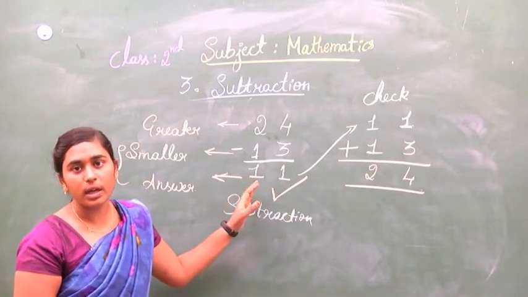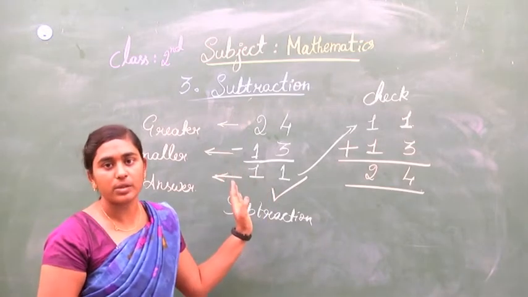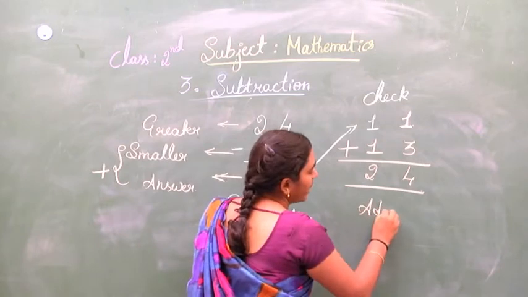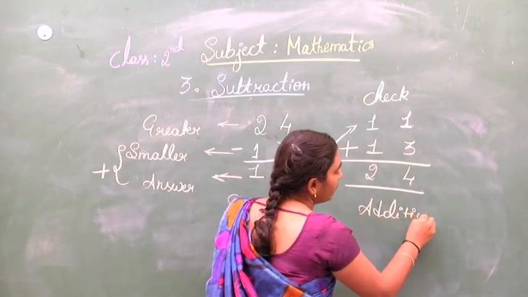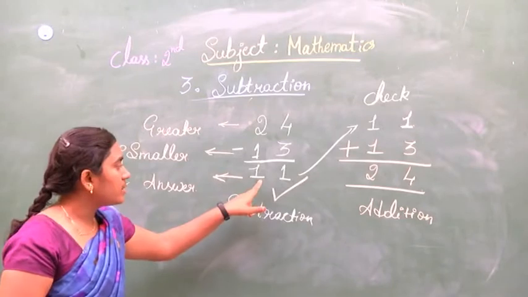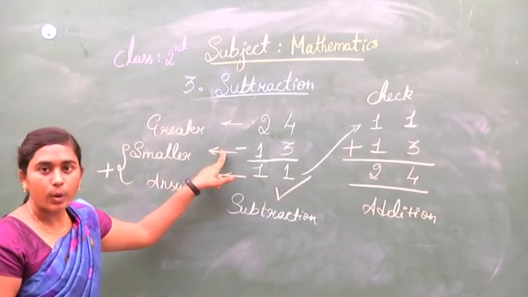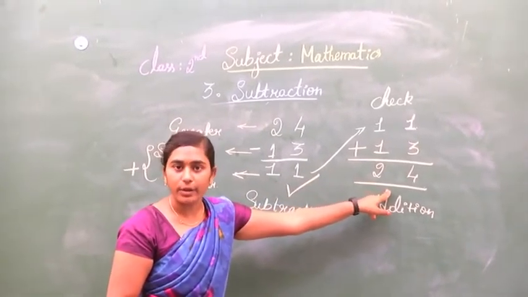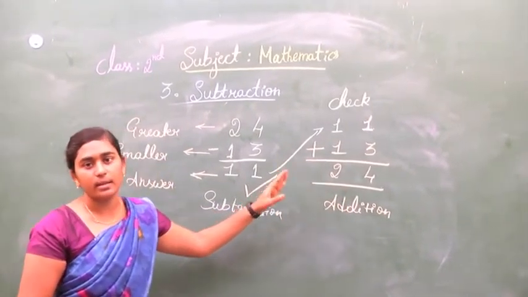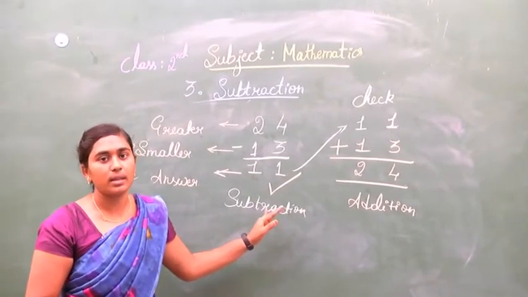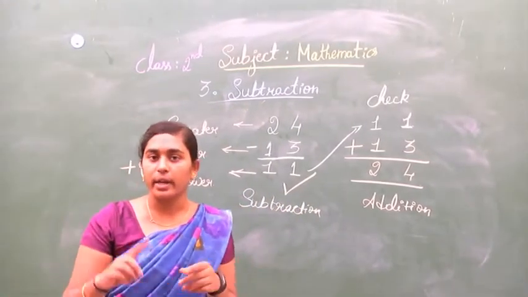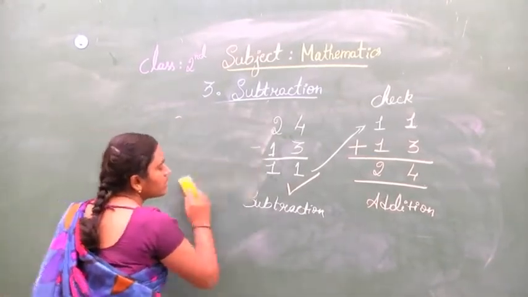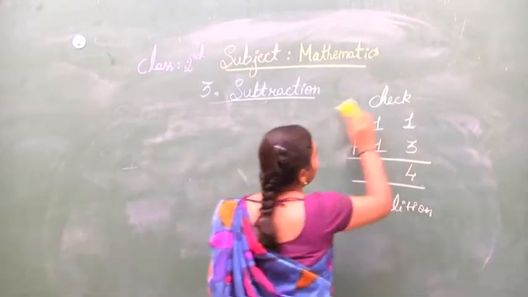This is the way you check addition and subtraction, and this is how they relate. What we have to do here is add the answer and the smaller number. If you get the greater number after doing the addition, then your answer is correct. In this way there is a relation between addition and subtraction. Let's see the exercise where you have these kinds of questions.